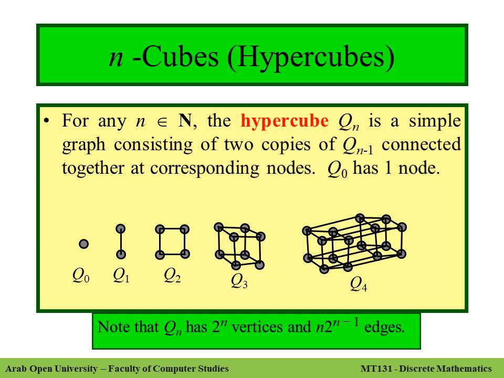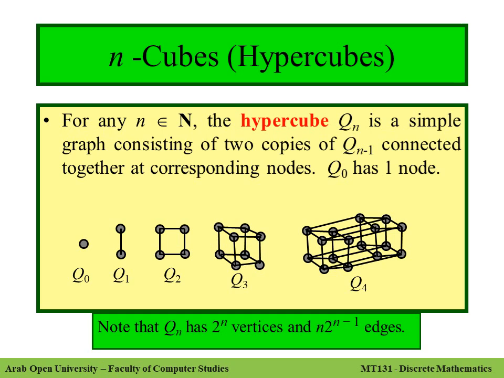Start with Q0, which is simply one vertex and no edges. This is Q0. By definition, Q1 will be 2 copies of Q0 with the 2 vertices connected. Q2 is 2 copies of Q1 with the corresponding vertices connected, so you get the square. Q3 is 2 copies of Q2 with the corners connected, so you have this cube.